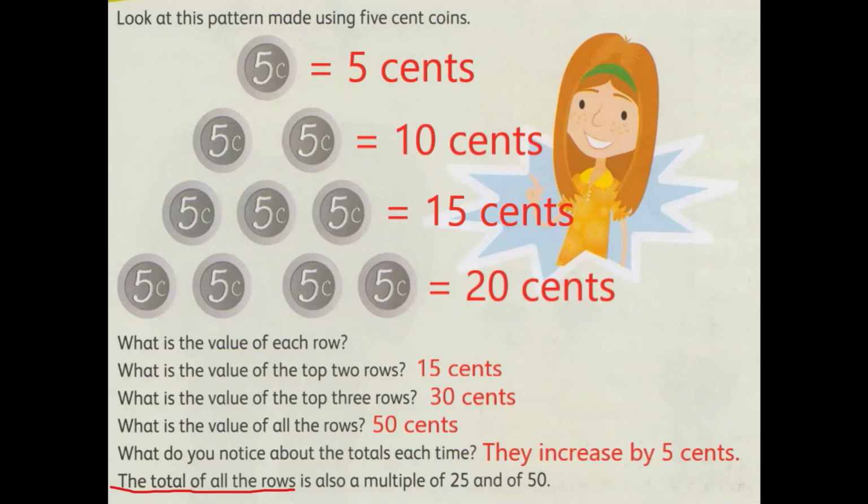And the last statement here, it's not a question. It says, the total of all the rows is also a multiple of 25 and 50. So if we want to figure out later on in the bonus activity, it's going to ask you some questions about multiples of 25 and 50. You can use this formula I'm showing you here and figure it out. This way you don't necessarily have to keep drawing up the cents like I'm showing you here. This visual is just to help you see what I'm trying to do to solve the problem.